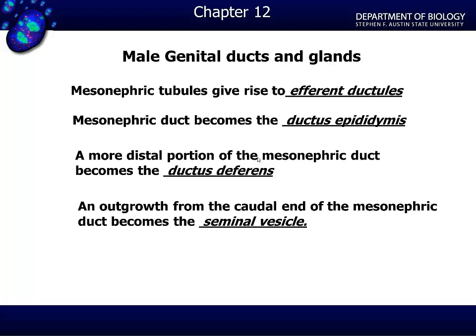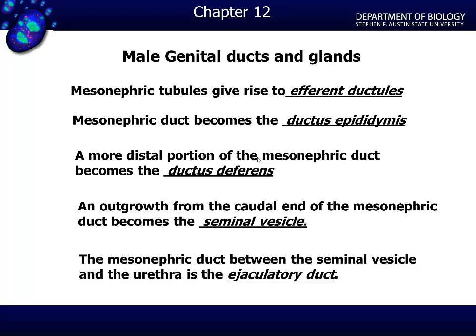Now, as we approach the urethra, we're going to see that at this very end, we're going to have sort of a dilation of our mesonephric duct. This is going to develop into the seminal vesicle. And then between the seminal vesicle and the urethra, this is the portion that we term the ejaculatory duct.